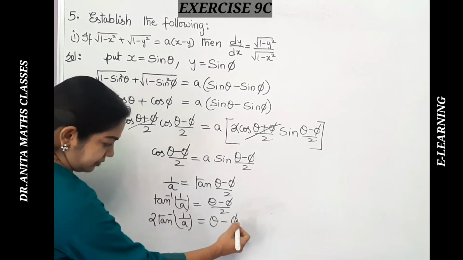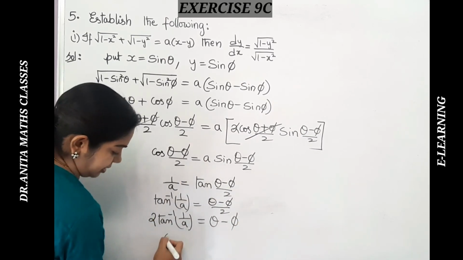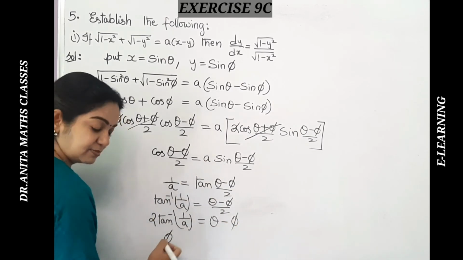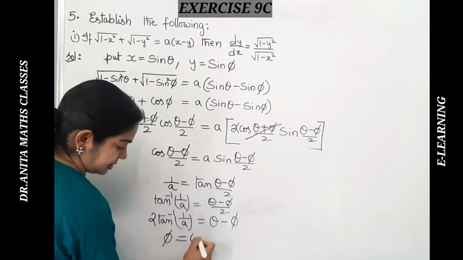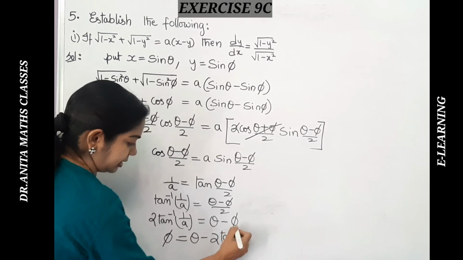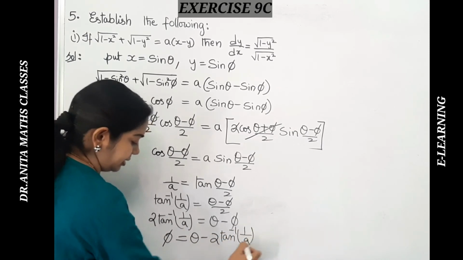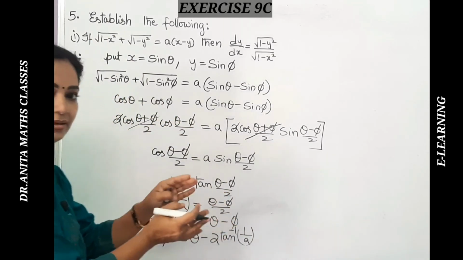Okay, so phi, let me bring to this side and this part to the other side. Minus phi becomes plus phi equals, here theta is already there, I'll shift this to the other side, minus 2 tan inverse 1 upon a. Now here we have simplified and brought it into one term.